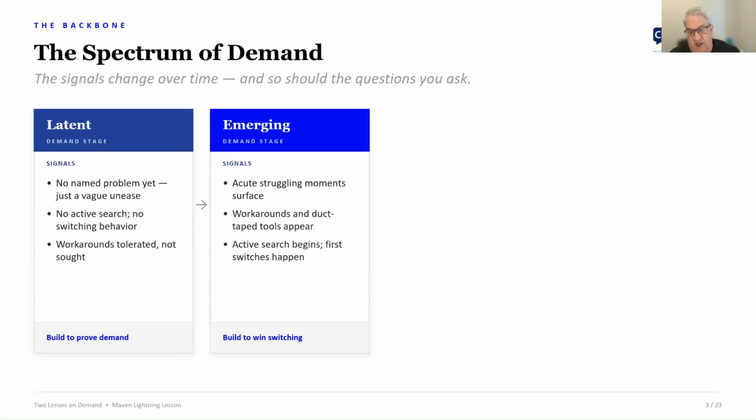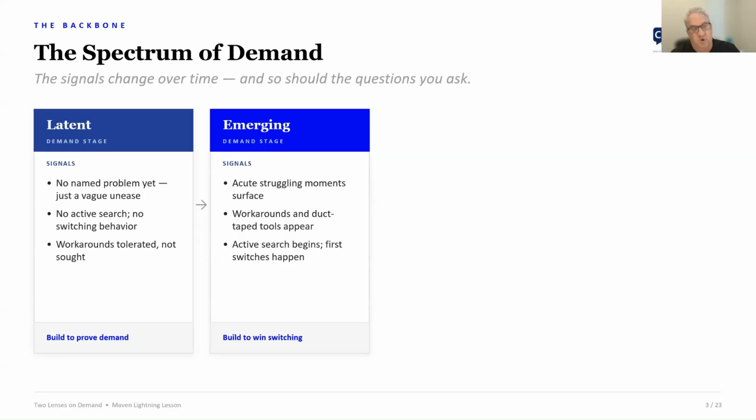Secondly, there's an emerging stage where the actual struggles begin to surface, where people are trying to solve the underlying problems or issues, but they're doing it in kind of haphazard ways, through workarounds, through duct taping things together, putting together half-baked solutions without really solving the true problem.